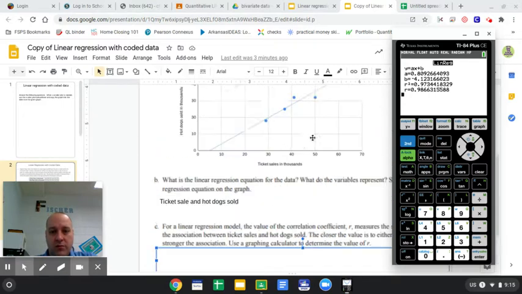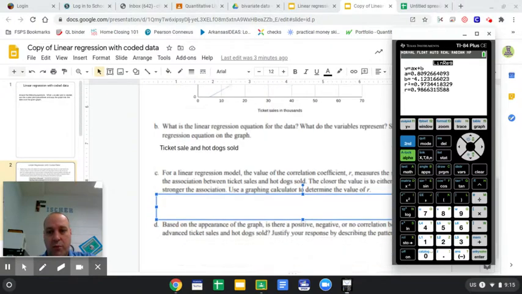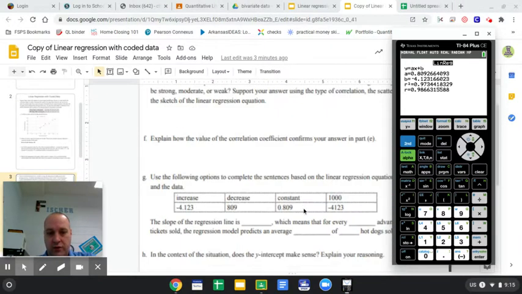So if you look, my data here should be really close to the line. It's pretty close. It's almost on the line. They're not all on the line. That's why it's not a perfect 1, but they're really close.